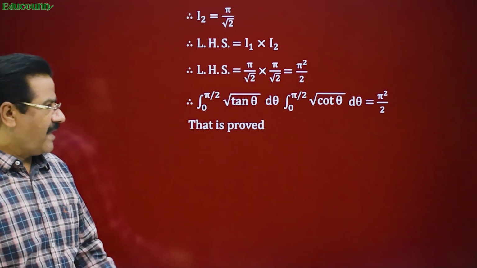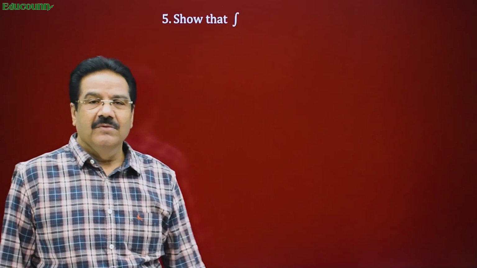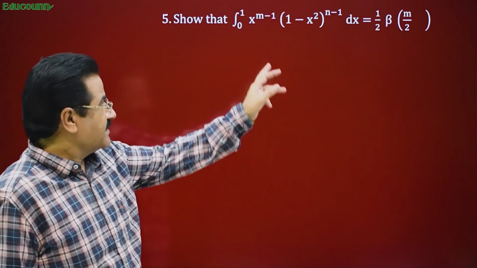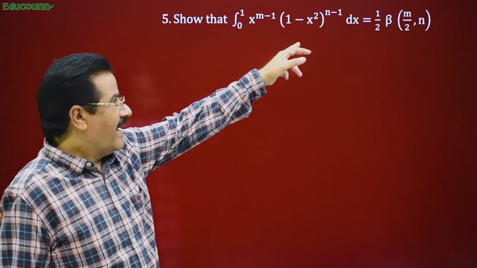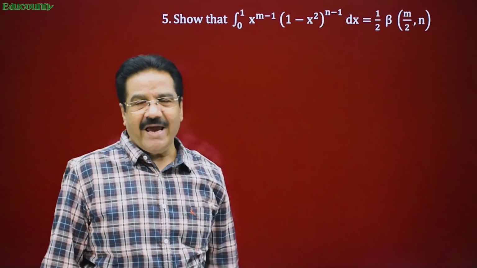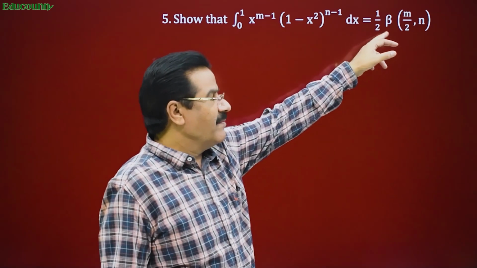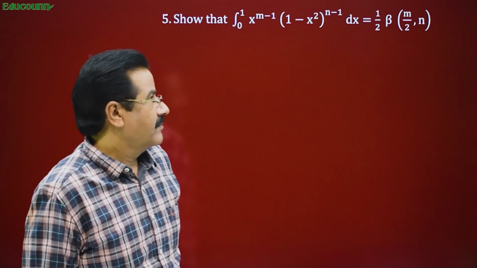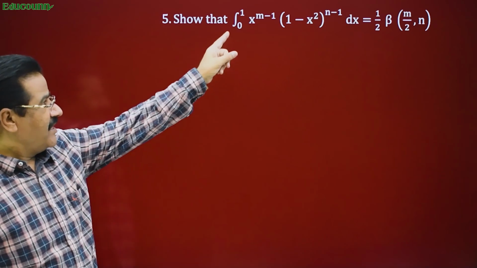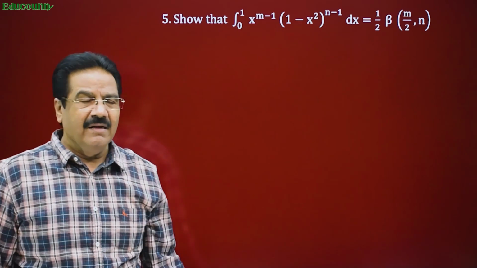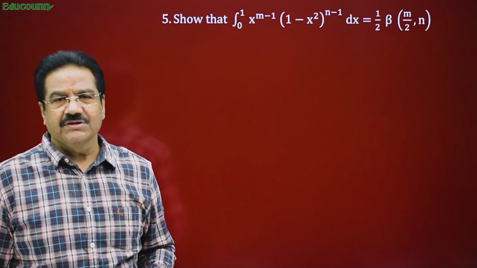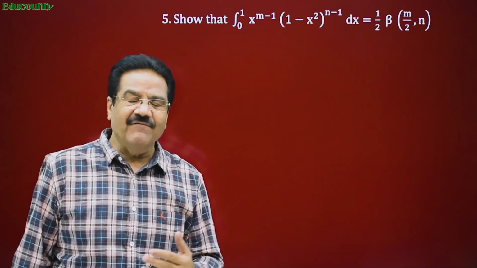Now we are going to take example number 5. Show that integration 0 to 1 x raised to m minus 1 into (1 minus x square) raised to n minus 1 dx is equal to 1 by 2 beta of m by 2, n. Observe that the integration limit is 0 to 1. There is no denominator. It means that we have to use the definition of beta function.